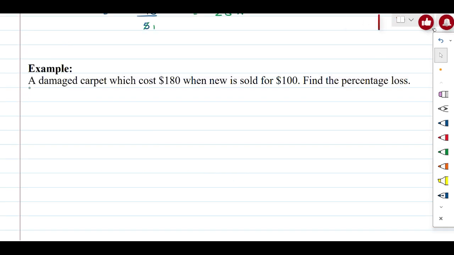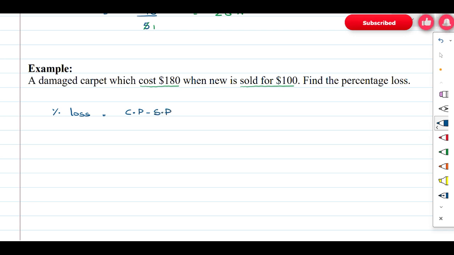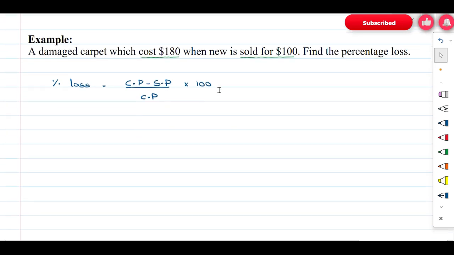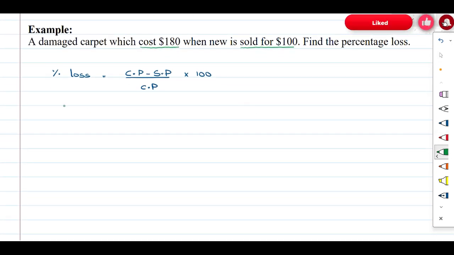Let's practice another question. A damaged carpet which cost $180, this is the cost price of the carpet when new, is sold for $100. So $100 is the sale price. Find the percentage loss. For percentage loss, let me write down the formula: cost price minus sale price divided by cost price multiplied by 100, right? And for percentage profit, first sale and then minus cost, right? Okay, now let me substitute everything.